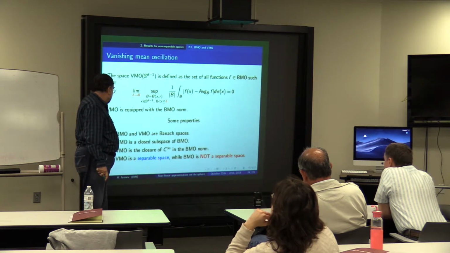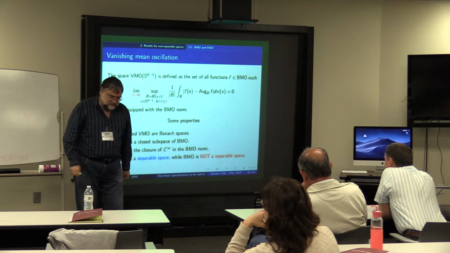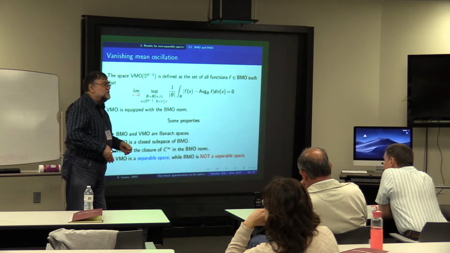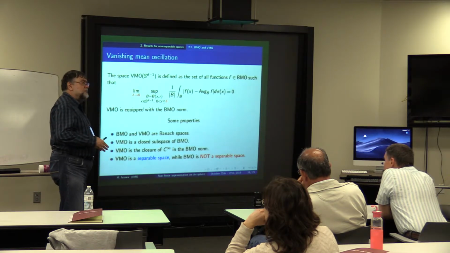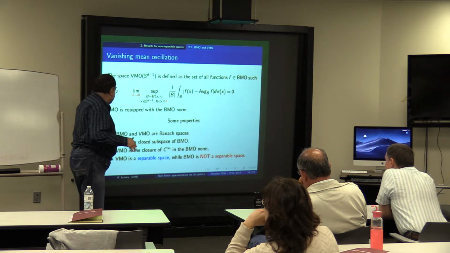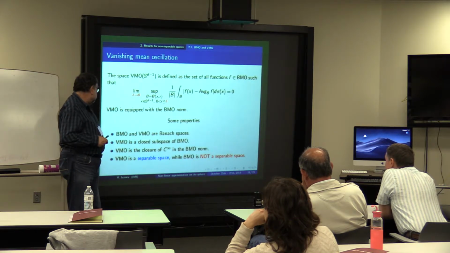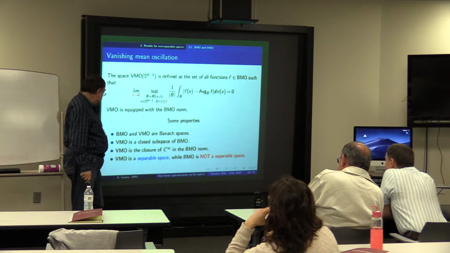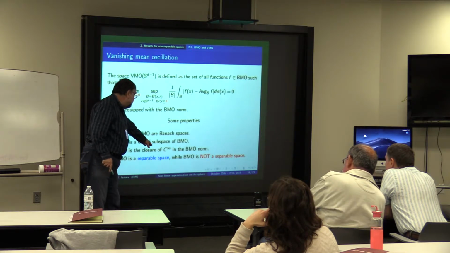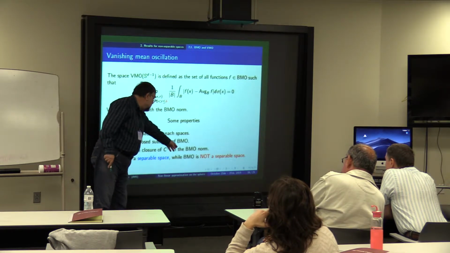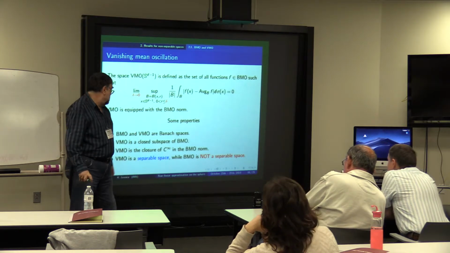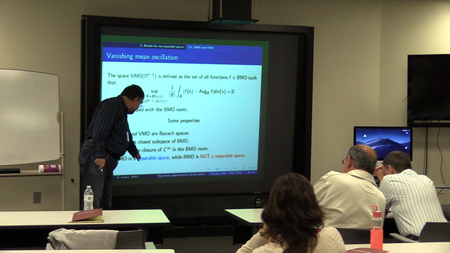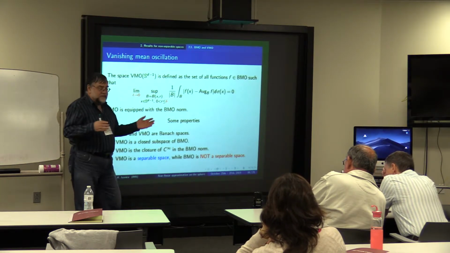Properties. Both of them are Banach spaces, provided you have identified two functions which differ by a constant. So you have to have classes of equivalence, because any constant will do. But whenever you do this, you have Banach spaces. VMO is a closed subspace of BMO. What is important? VMO is the closure of C infinity functions, the test functions, in the BMO norm. And the biggest difference: VMO is a separable space, while BMO is not a separable space.